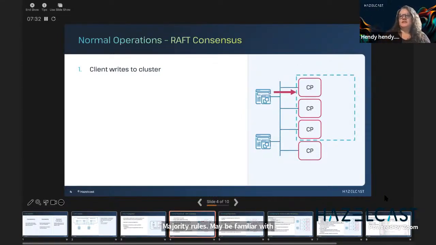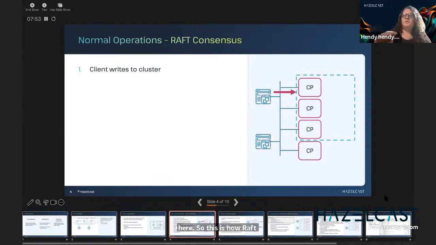Under partition conditions, the majority can continue to operate, the minority will cease to provide responses because we can't guarantee consistency among that minority. We can only guarantee consistency with the majority. How do we guarantee that consistency? Back to the slide here. This is how Raft works.